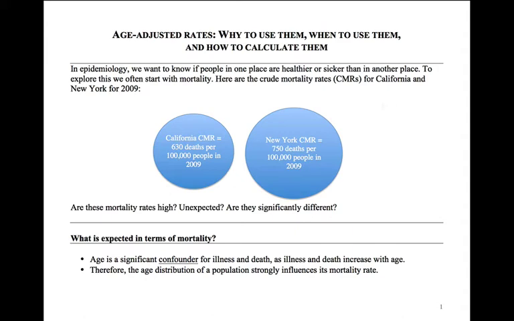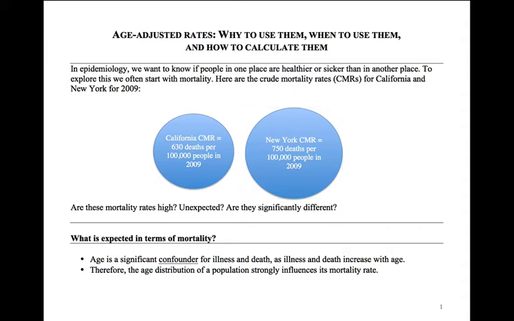In epidemiology, if we want to know if people in one place are healthier than people in other places, we often start by looking at the mortality, or the number of deaths that occur in different places. One of the first measures we can use is called the crude mortality rate, which is just the total number of people who die in a given place divided by the number of people in the place, usually each year. This slide shows the crude mortality rates for California and for New York for 2009.